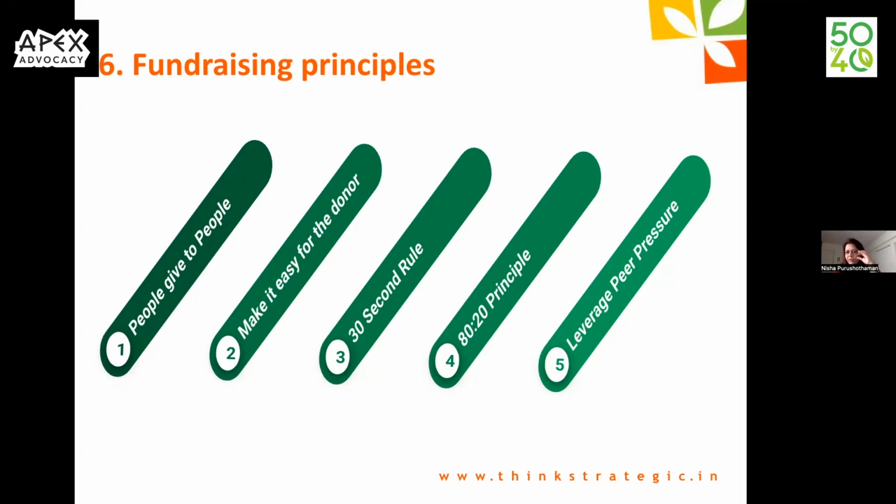We will need to romance them a little differently, speak to them a little differently to ensure that they stay there and continue to support you and also possibly get you more donors, right? So understanding donor segmentation is the most important aspect of the 80-20 principle. And then leveraging peer pressure.